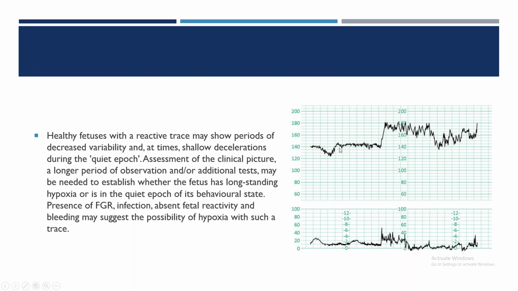Here you can see a similar pattern, but how can you differentiate? Because in sleep again there will be reduced variability, as you all know. And for that, we are telling to continue the CTG. And if you find the trace is becoming normal again, that means it may be due to sleep pattern.